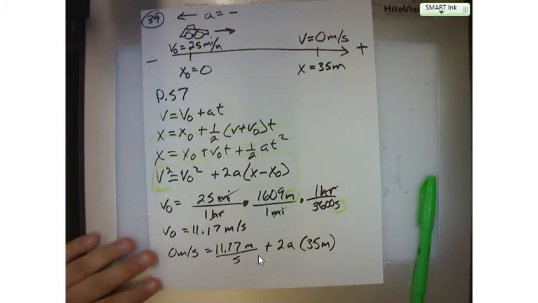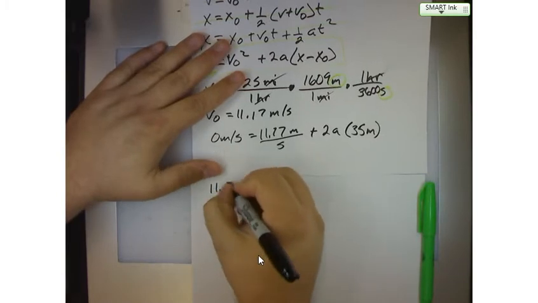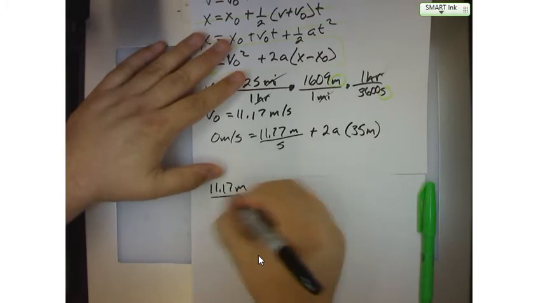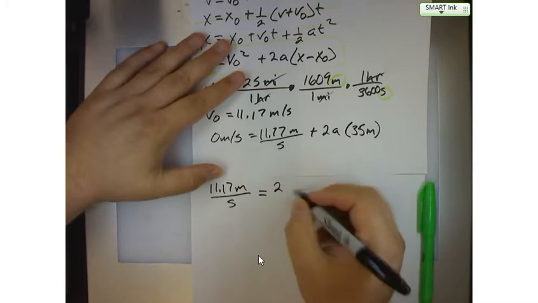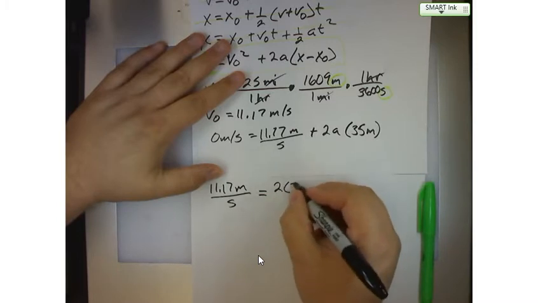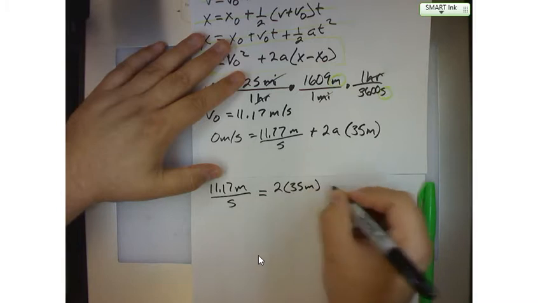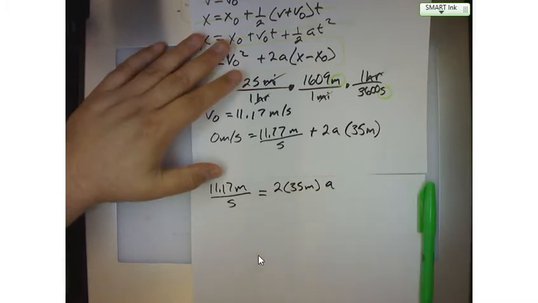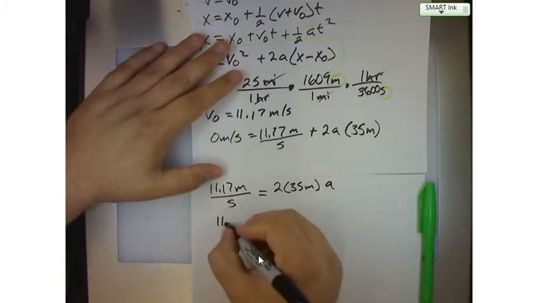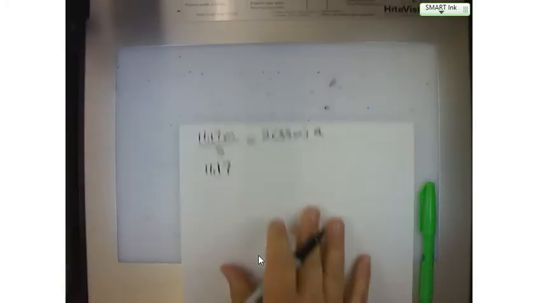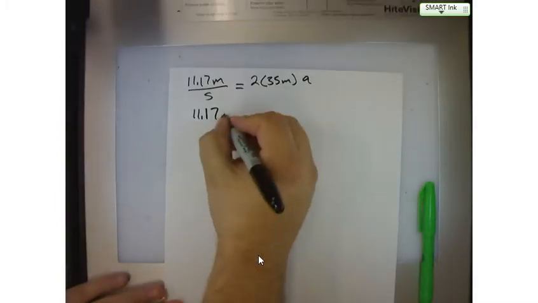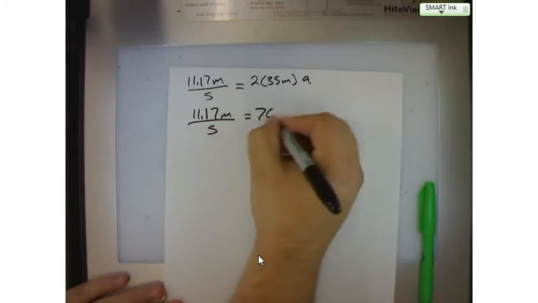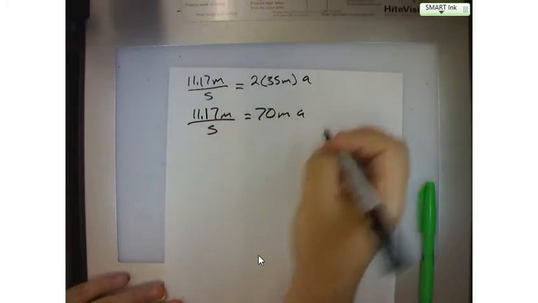So what I'm going to do is I'm going to move some stuff around, and the next step I'm going to say 11.17 meters per 1 second is equal to 2 times 35 meters times A. Okay, so then in the next step I've got 11.17 meters per second is equal to 70 meters times the acceleration.